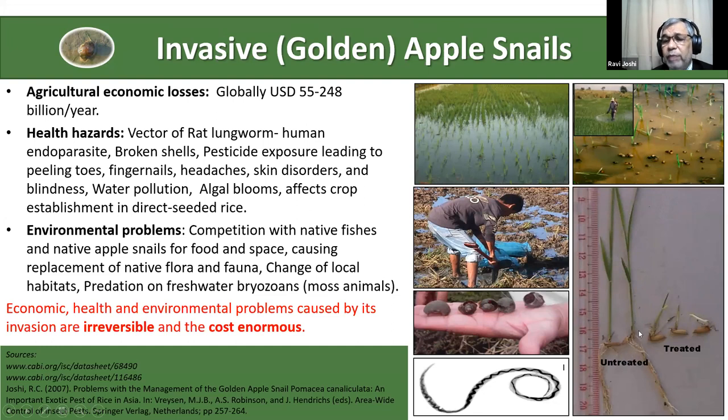You look at the roots of the untreated fields, they are much longer and the seedling height is much higher. Whereas in the fields treated with niclosamide, this is causing retardation and is also causing the plant to be exposed for a longer time to snail damage, because the snails usually prefer younger plants. So the economic, health, and environmental problems caused by the invasion of the apple snail are irreversible, and the cost is enormous.